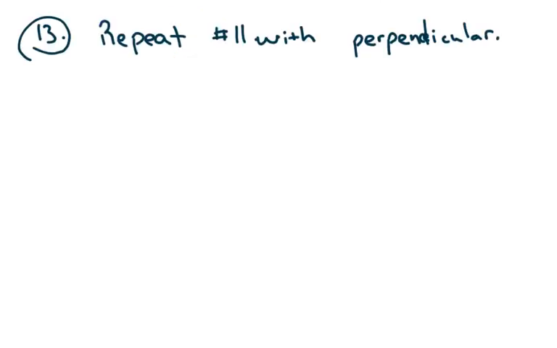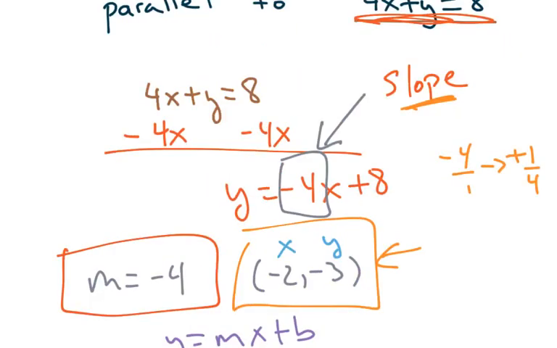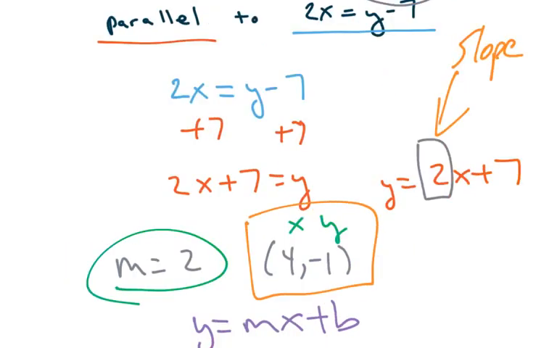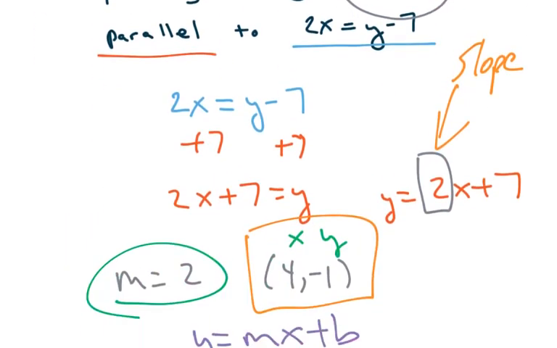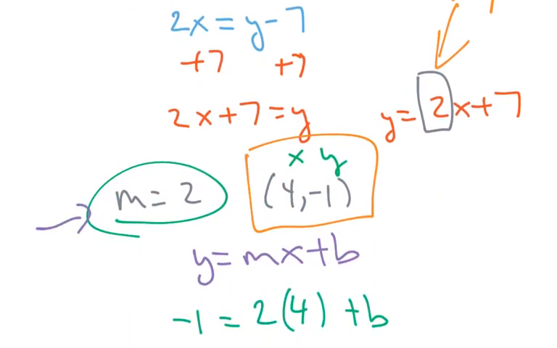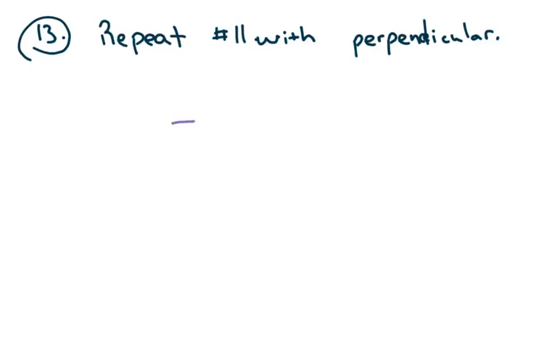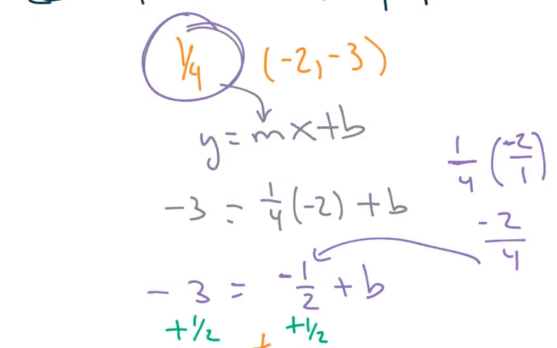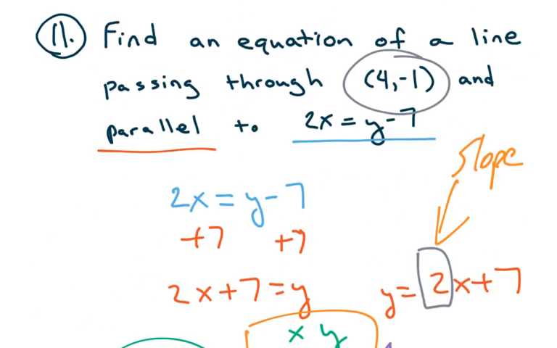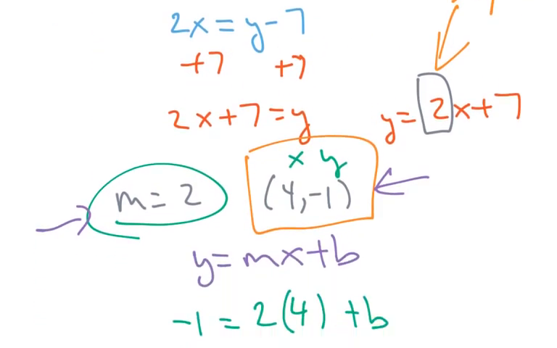So go ahead, guys, look at number 13. 13 is the same thing, all I'm going to do with number 11. Let's go to number 11. Here's number 11. The slope was 2. The point is 4, negative 1. Real fast, answer this question. What is the opposite reciprocal slope of 2? Hopefully you said negative 1/2, right? Flip and negate. And the point that we used was 4, negative 1.